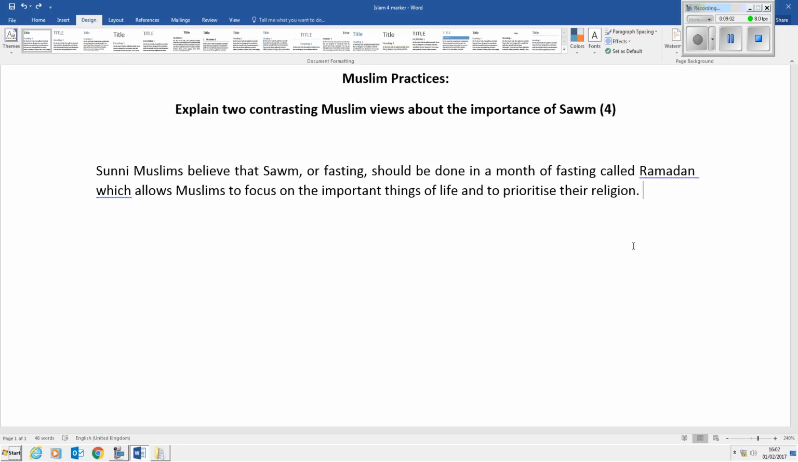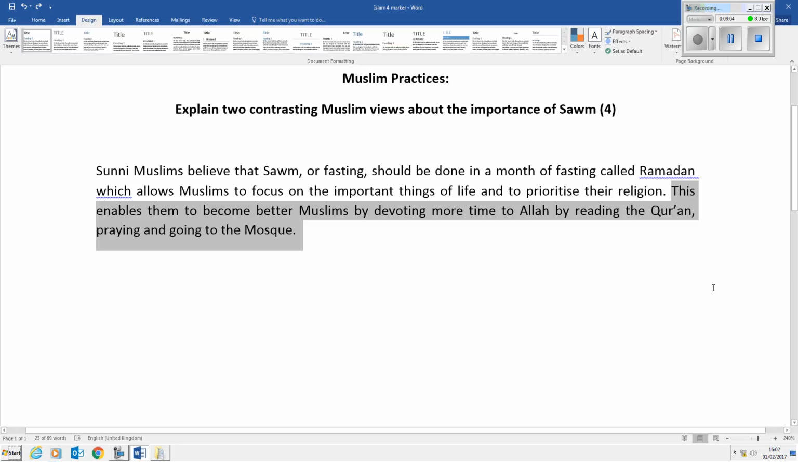Okay, guys, well, let's have a look. So in order to explain this, we put this enables them to become better Muslims by devoting more time to Allah, by reading the Quran, praying, and going to the mosque. So you've got your point, and then you've got your explanation. This is definitely 1 point, but they want two contrasting views. So if we left it at this point here, I think it would be on 2 out of 4.